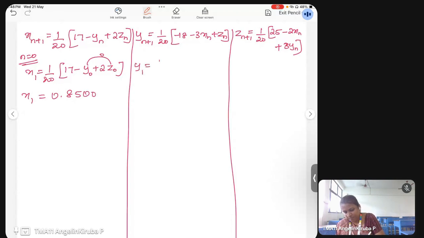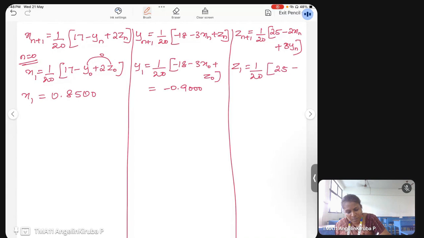Next, y1 is equal to 1 by 20 minus 18 minus 3 times of x0 plus z0. So minus 18 divided by 20, so minus 0.9000. Okay, z1 is equal to 1 by 20, 25 minus 2 times of x0 plus 3 times of y0. So z1 is equal to 1.2500. So this is the first iteration.